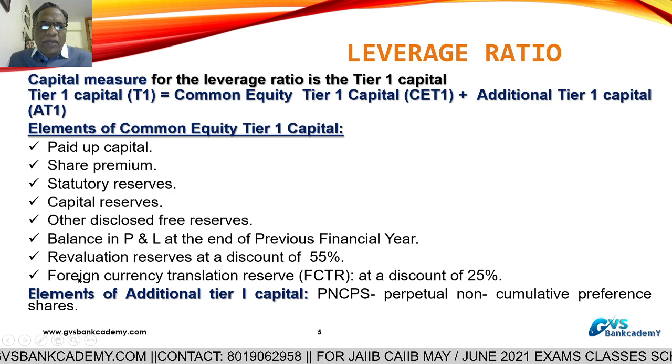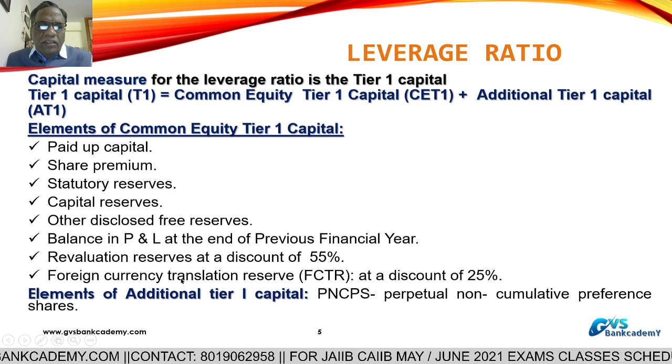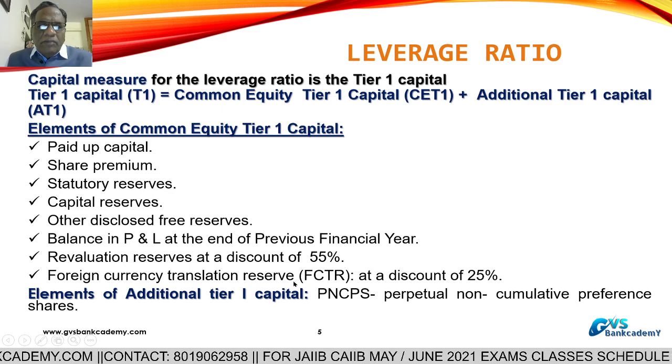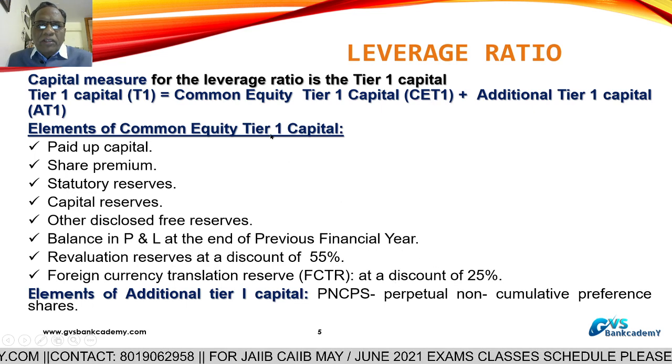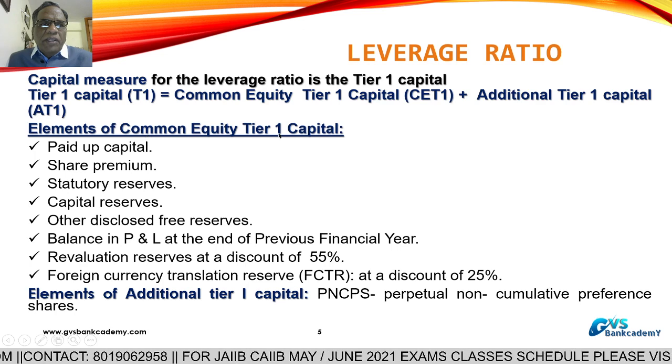It means if any bank has a foreign currency translation reserve outstanding in its books, out of that amount, 75% we can add to Tier 1 capital. This is the element of common equity Tier 1 capital.